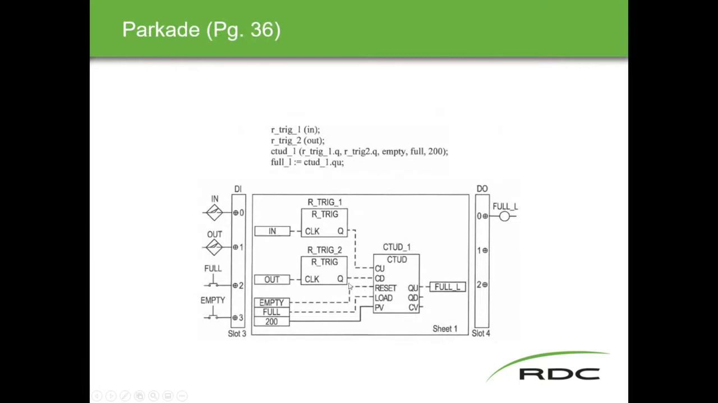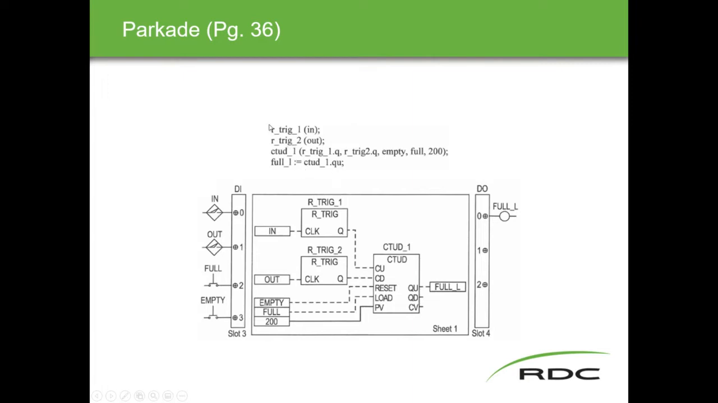Okay, here's the Parcade one again. So third language, same process. What do we have? We have a couple of function blocks named R_trig 1 and 2. We have a function block count up down named count_up_down_1. We have a variable named full_L. We've got input parameters named in, out, empty, full, and 200. So you'll see all of them in here.